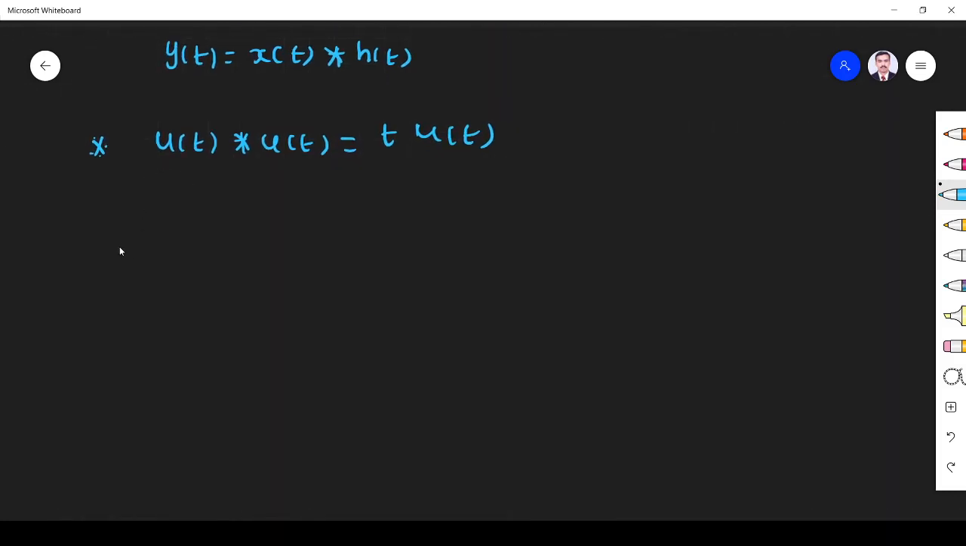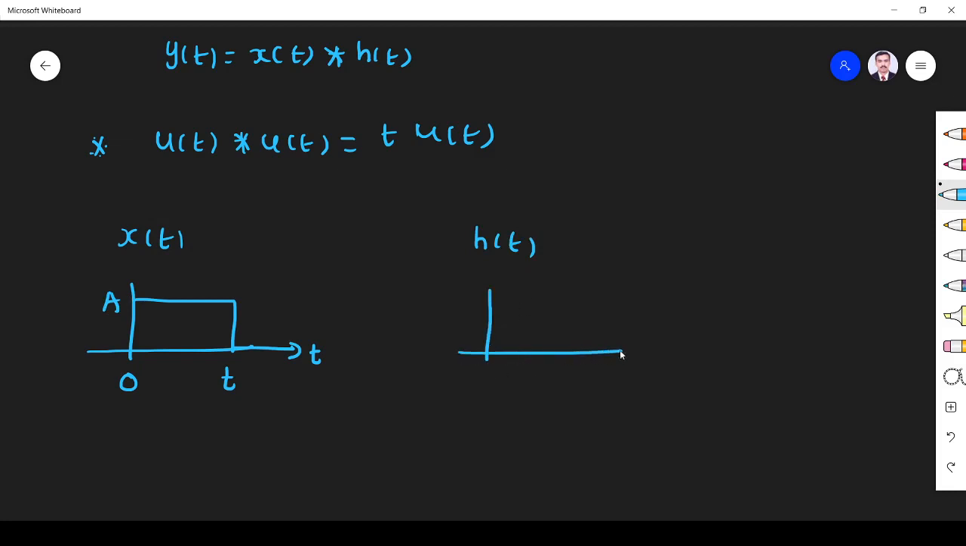Let us see. Suppose your input signal x of t is like this, from 0 to T, with time period T and amplitude A, and the impulse response is h of t, which also has time period T and amplitude B, from 0 to T, right?